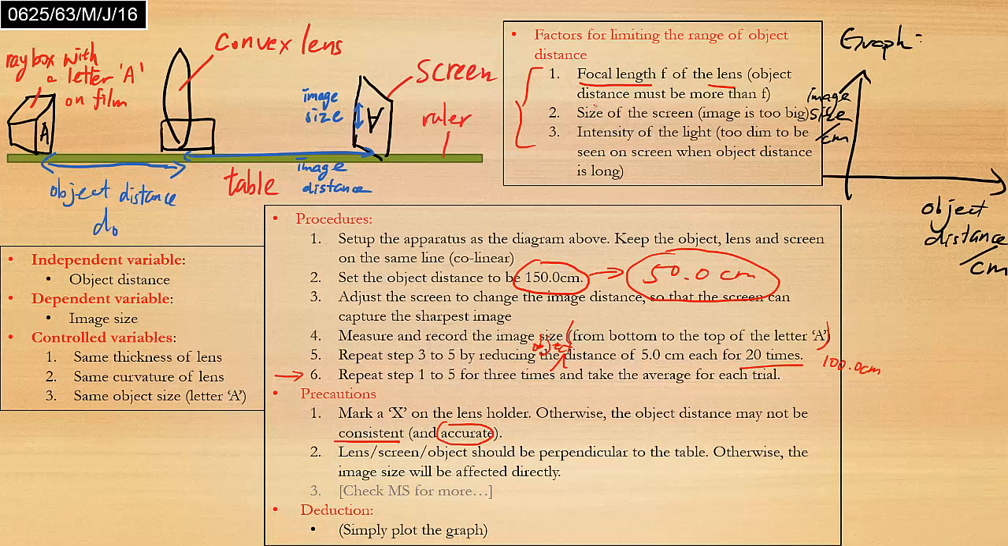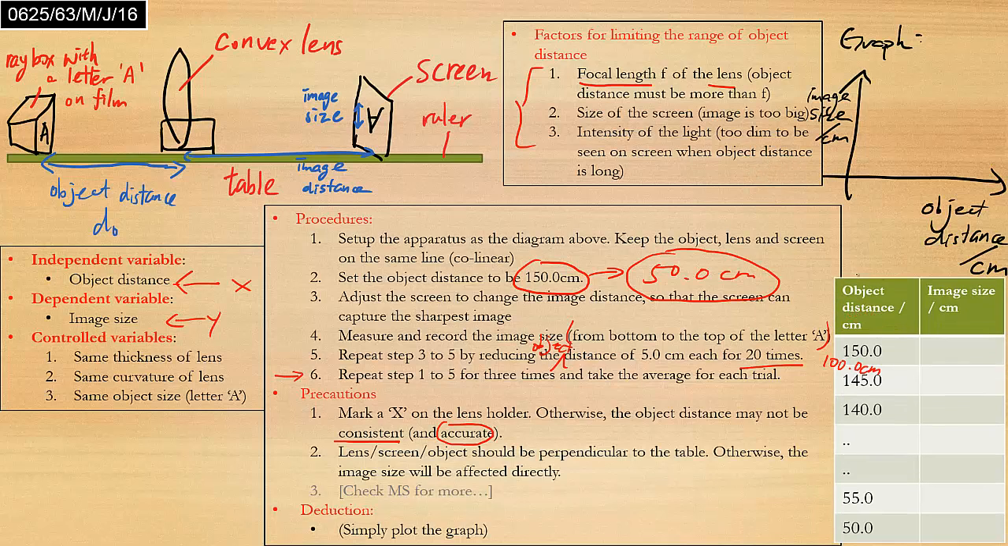For the graph, once again, nothing special, just make sure the X axis will be the independent variable, your input, and the Y axis will be your measurements, your outputs, your results. So put it here with the unit, which is image size here. If you want to be even safer, you can put down the table: object distance, image distance, the unit, and your trials. So make sure you really write those info as well.